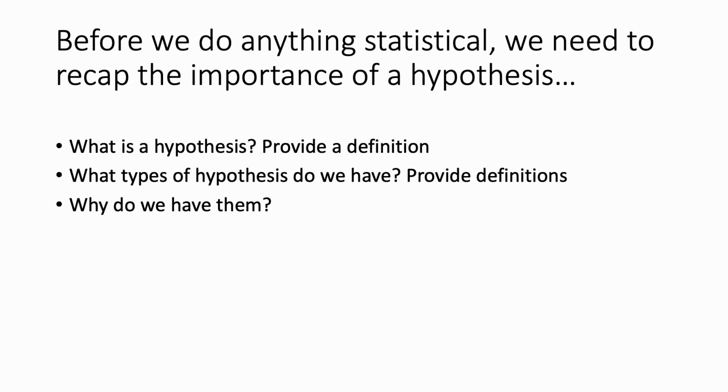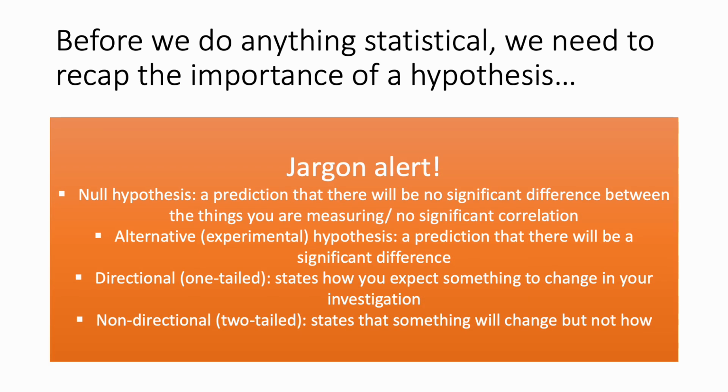Okay, so as said, before we do anything statistical, we need to recap the importance of a hypothesis. A hypothesis is a statement of prediction. There are 2 main types of hypotheses, which are your null and your alternative hypotheses. We have a null hypothesis because we will predict nothing will happen. There'll be no relationship or no difference, and that is the one we are trying to prove wrong. We then must write an alternative hypothesis that needs to be directional or non-directional, and that's the one we aim to prove right. So just a recap of the definitions, if you feel like you need to write them down, now is your opportunity.